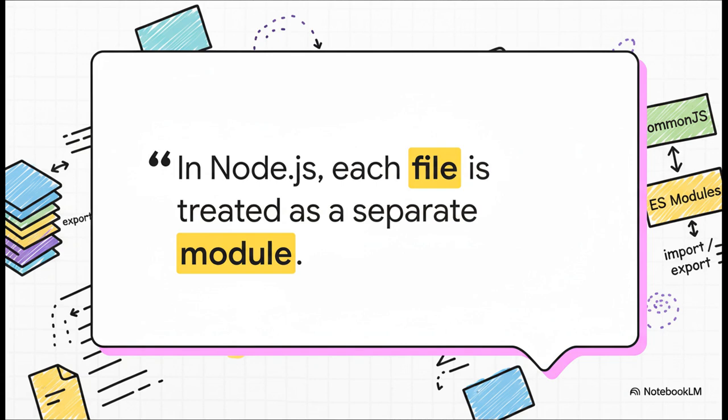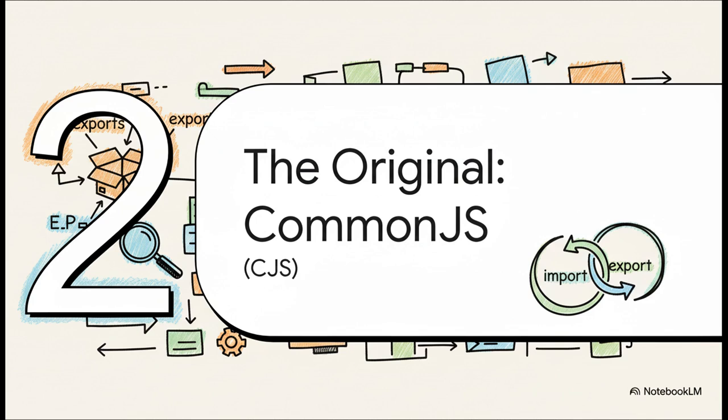And here it is. This is probably the most important thing to remember about Node.js. This whole module thing, it's not optional. It's not something you have to set up. By design, every single JavaScript file in a Node project is automatically its own module with its own private space. Okay, so if every file is its own little island, how do they talk to each other? How do they share code? Well, that brings us to Node's original system for doing this, CommonJS, or CJS for short.